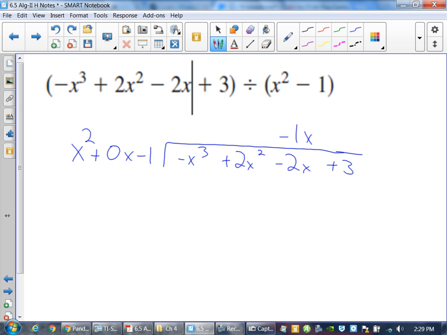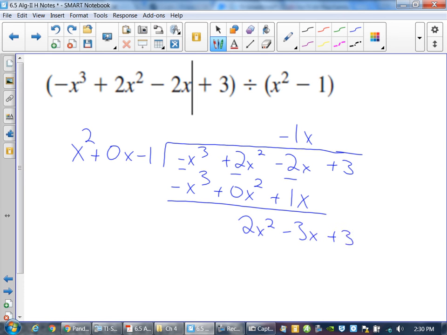Distribute that through. We're going to get a negative x cubed plus a 0x squared plus a 1x. You okay with that? Subtract everything out. 0, 2x squared, negative 3x, and a 3. How do you turn an x squared into a 2x squared? Multiply by 2.